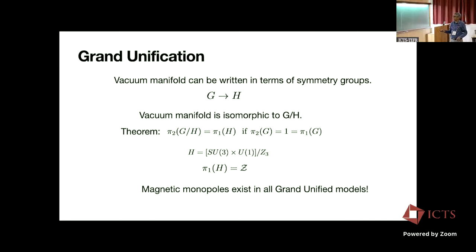I'll discuss these discrete factors in a minute. But it means that whenever you take a grand unified theory, it necessarily has magnetic monopoles. You can't avoid this, just from the topology, because pi 2 of G by H is pi 1 of H, and that is Z, so then you're stuck with magnetic monopoles. So magnetic monopoles exist in all grand unified models.